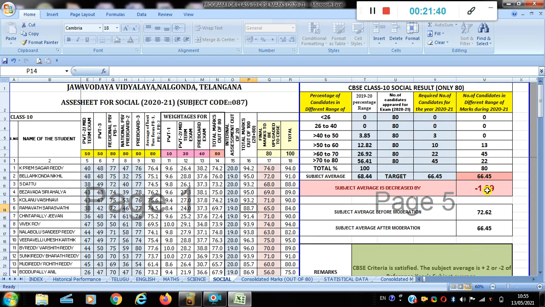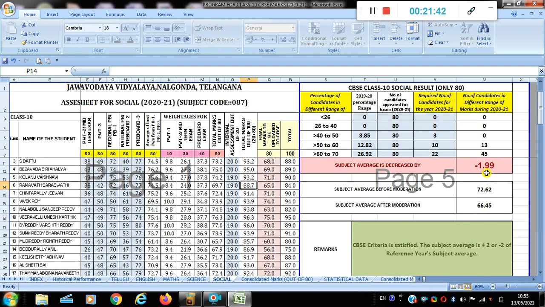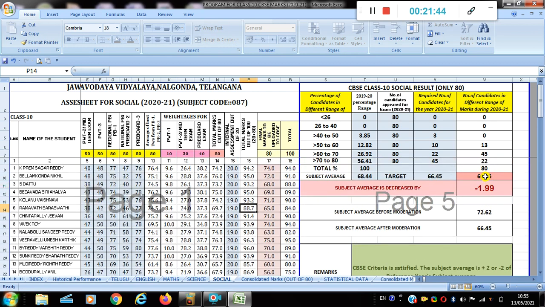Suppose I change this one. If it is decreased, target is this one, 66.45, let me change it to 66.